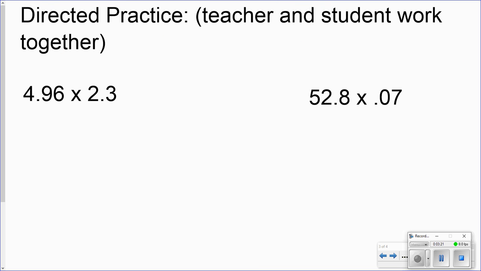Okay, 4 and 96 hundredths times 2 and 3 tenths. 496 times 23. 3 times 6 is 18. 3 times 9 is 27, plus 1 is 28. 3 times 4 is 12, plus 2 is 14.